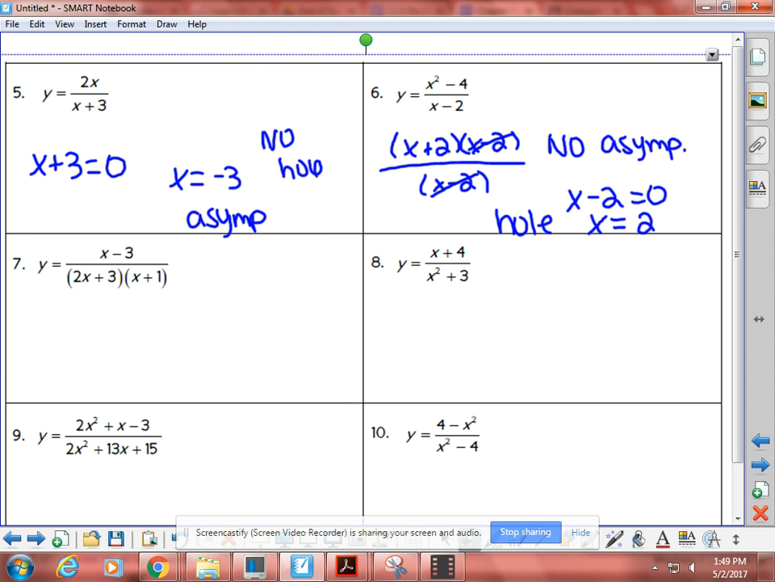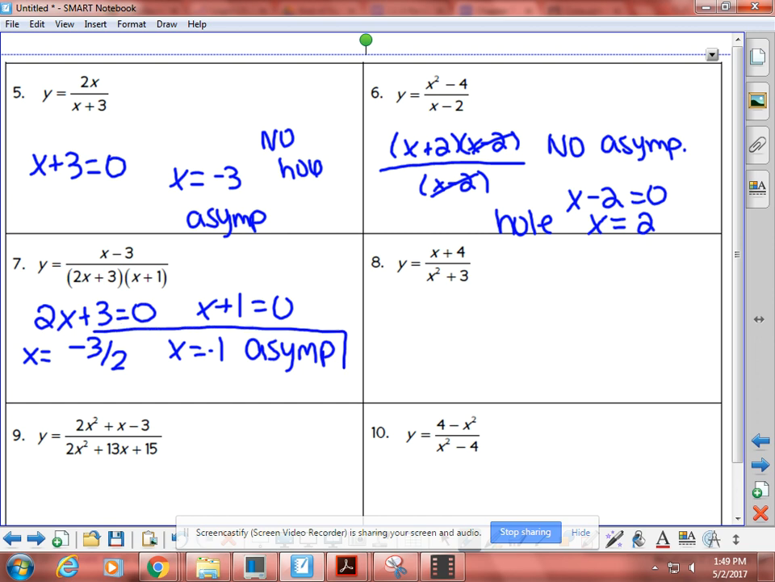Looking at number 7, is there anything I can cross out from that? No, there's not. So this is going to have two different vertical asymptotes. So I'm going to set these both equal to 0 and solve for both of those. This is going to give me negative 3/2 for x, and this is going to give me negative 1, and these are asymptotes. Because I can't remove anything, there are no holes, because there's nothing that I could cross out. If I could cross anything out, that would give me holes.